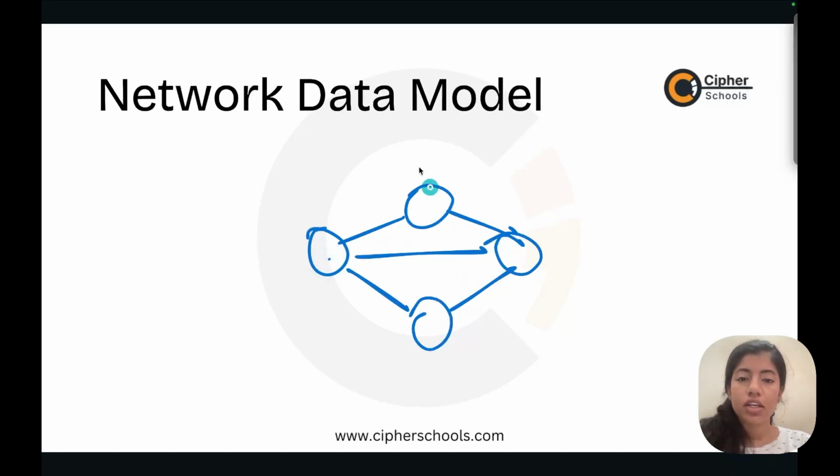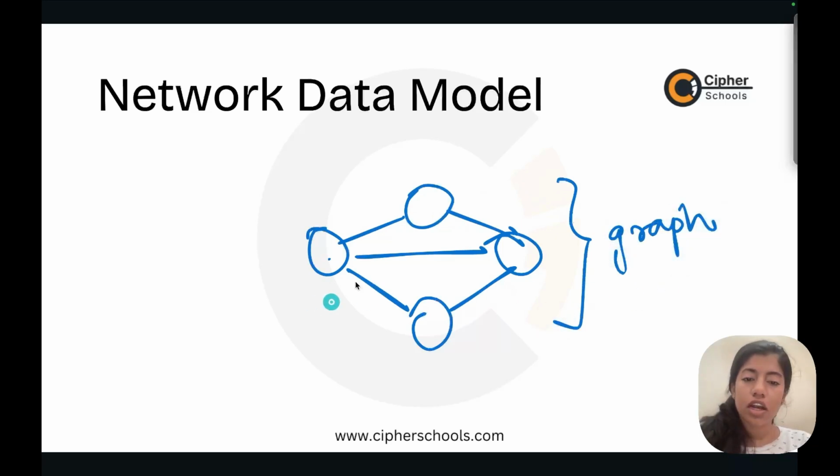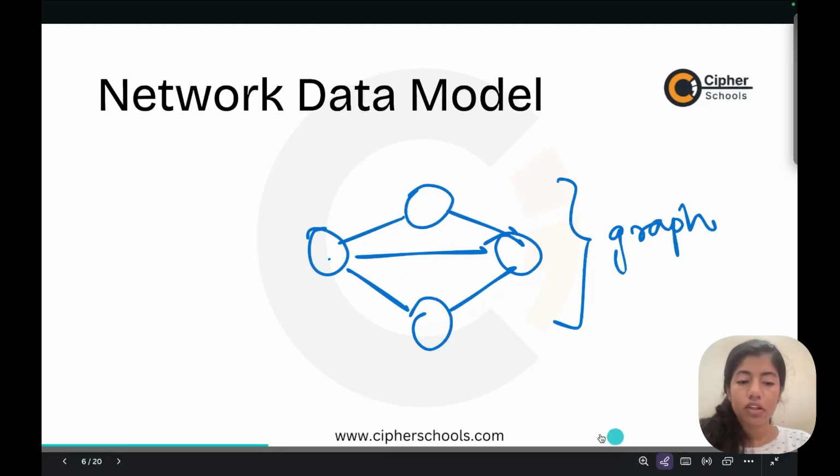So the network data model exactly takes care of this particular scenario, where we follow a graph-like structure. If you know about data structures, this is a graph data structure. So the graph-like structure is maintained, and we can have many to many relationships. Like this node can be related with many nodes, and then again these nodes can be related with many nodes. So here a many to many relationship is followed.